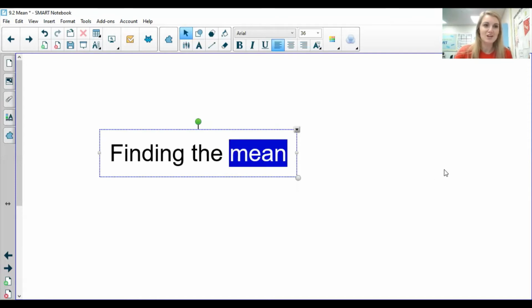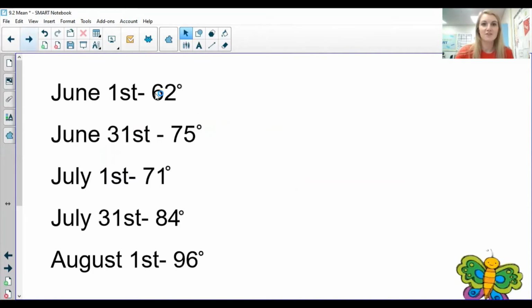So the first thing we're going to do is, I looked at a few different dates from last summer and found different temperatures for us to use. I've got 5 different temperatures all throughout last summer from June to August. So I'm going to head to the front and teach you how to find the average.